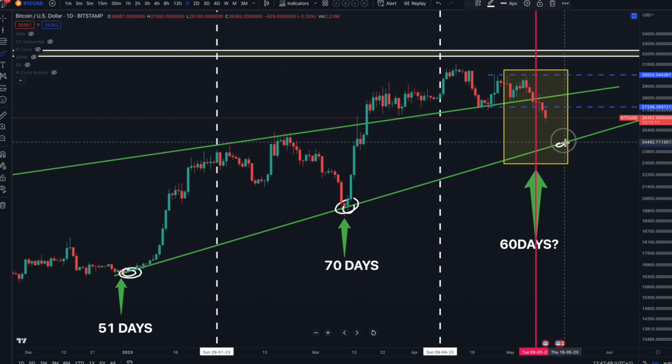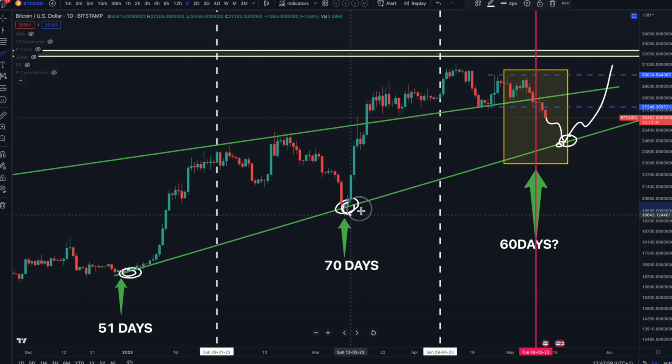So this is also a possibility that we come back down into this 60-day cycle, find support on the green line before we move to the upside. So this is very important. The previous two cycles have hit the green line. It doesn't have to hit the green line, but it is a good marker that it could possibly do that.